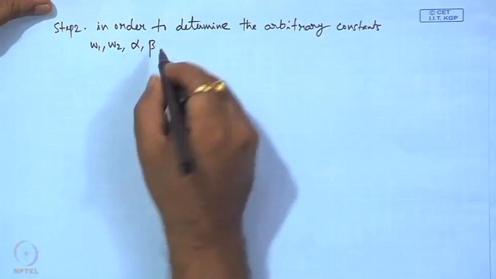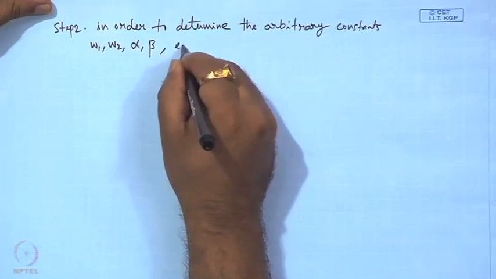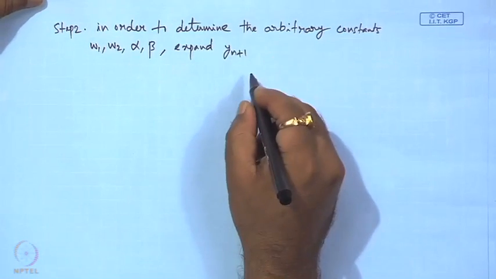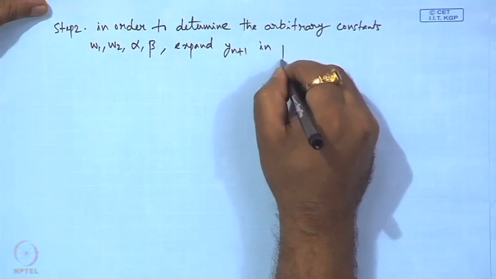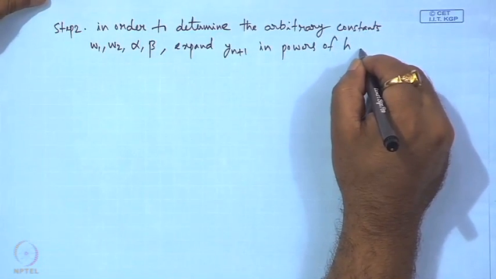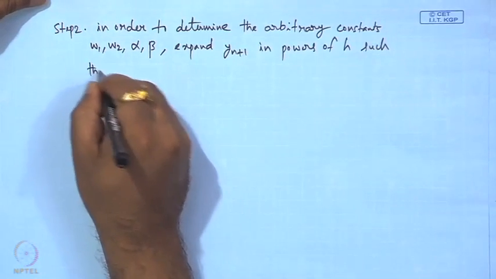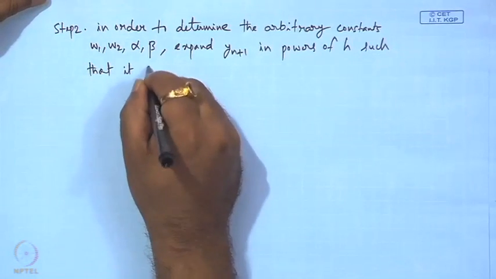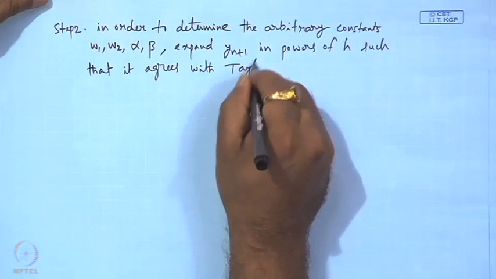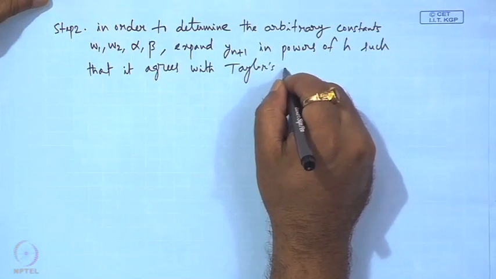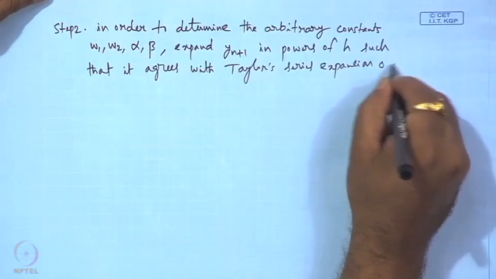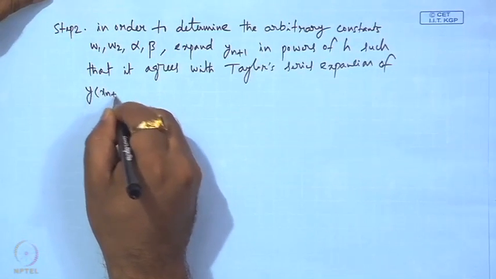So, in order to determine the arbitrary constants W 1, W 2, alpha, beta, expand y n plus 1, that is the approximation, in powers of h, okay, such that it agrees with the Taylor series expansion of the true solution, that is this.